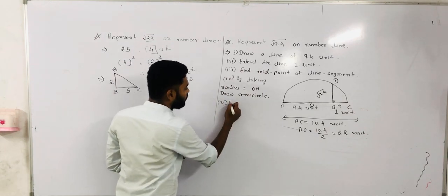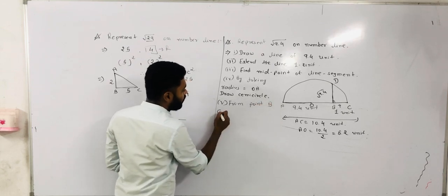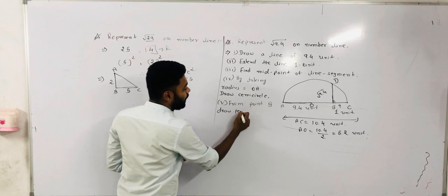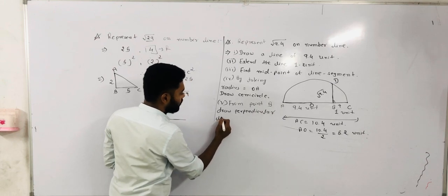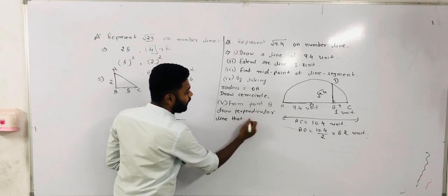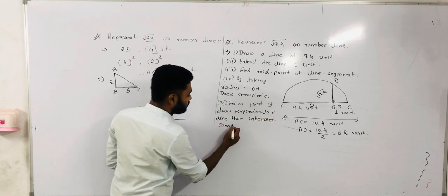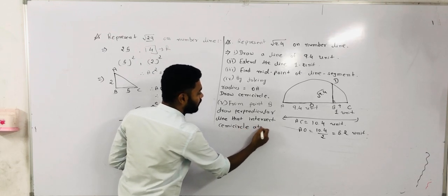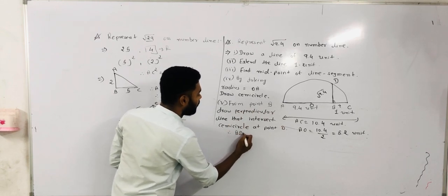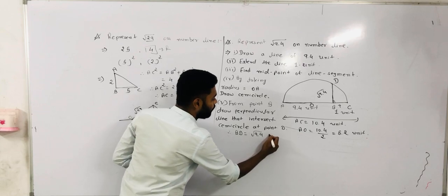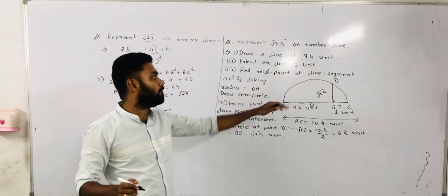So from point B, draw a perpendicular line, then intersect the semicircle at point D. So now BD equals under root 9.4 unit. So this way we will get under root 9.4.